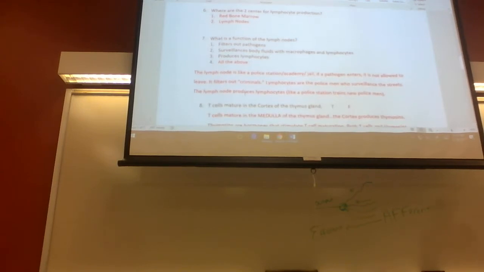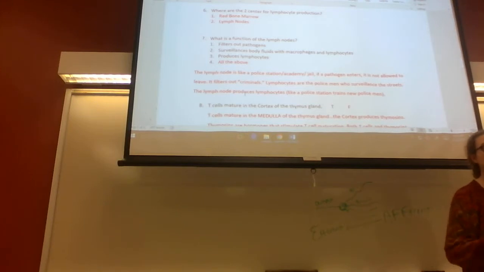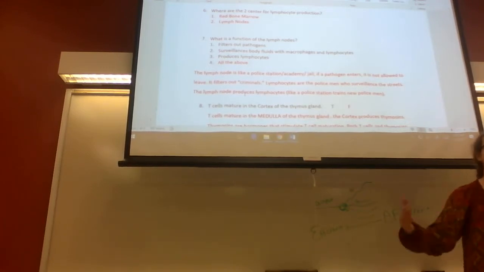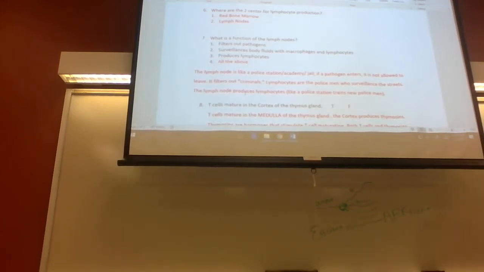Two centers for lymphocyte production: red bone marrow and your lymph nodes. Red bone marrow produces your white blood cells like your eosinophils, macrophages, basophils, and neutrophils. That's all in your red bone marrow. Your lymph nodes are the ones that produce your lymphocytes. What is the function of lymph nodes? All of the above. Lymph nodes filter out pathogens, they survey the body fluids with macrophages and lymphocytes, and they also produce lymphocytes.